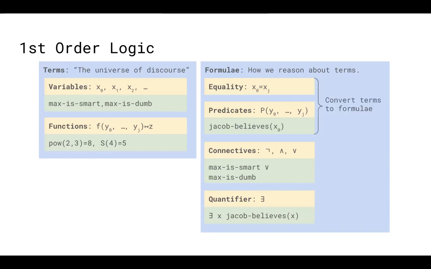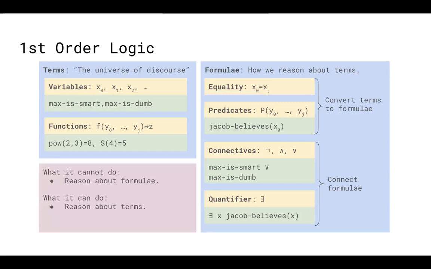And our first two types of things, equality and predicates, convert terms to formulae, which is the plural of formula. And our second two connect formulae. So that's sort of a philosophical difference between them. So what we can do with first order logic is we can reason about formulae, which kind of recursively means we can reason about the universe of discourse, namely our variables and predicates over them.